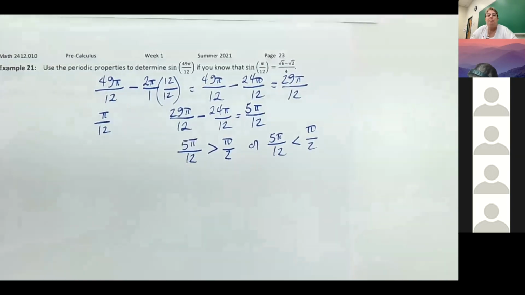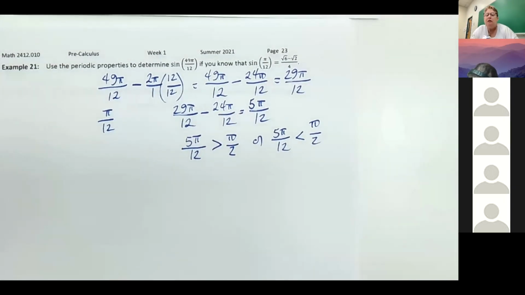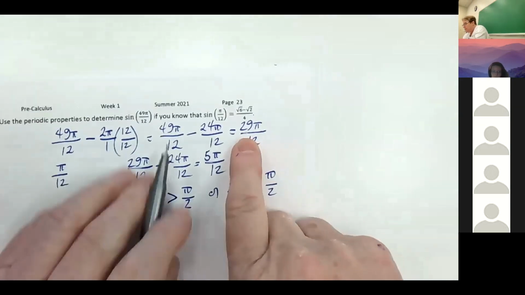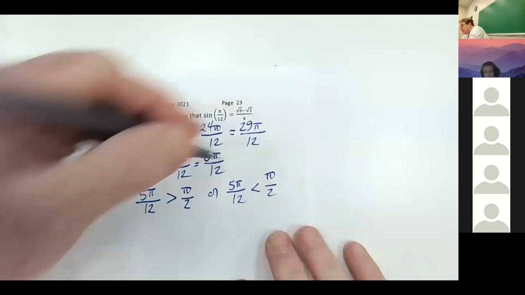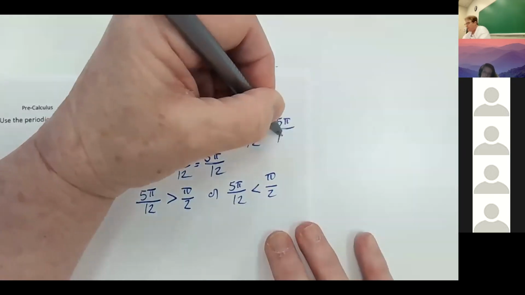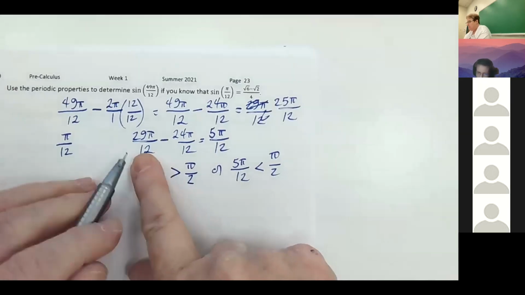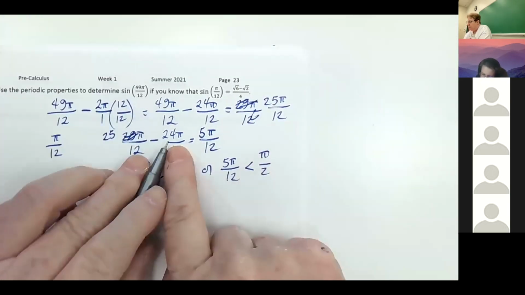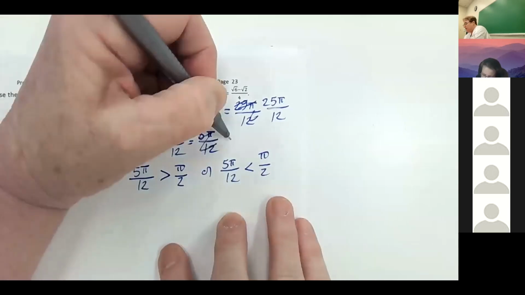Oh, thank you so much. Oh, yeah, they're right. Isn't it 25 pi over 12? Yes, you're absolutely right, Brianna. Thank you. So this is 25 pi over 12. Good. I was wondering about it. 25 pi over 12, and we subtract 24 pi again, and we get pi over 12.